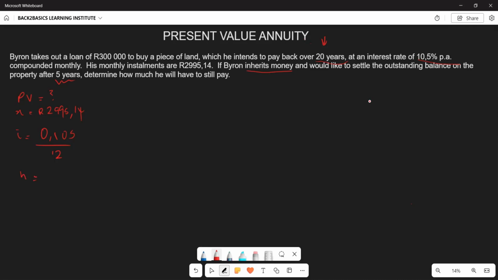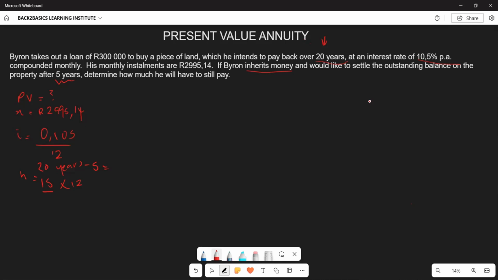Now the value of n. We know the installment ordinarily was going to be paid for 20 years. But the question says he inherited the money after 5 years, which means he wants to settle the loan just after 5 years. So the value of n that you're going to use is 15, because 20 subtract 5 gives us 15. So this is 15 multiplied by 12, because we want the outstanding balance just after 5 years have been paid, so that he can settle the money remaining.